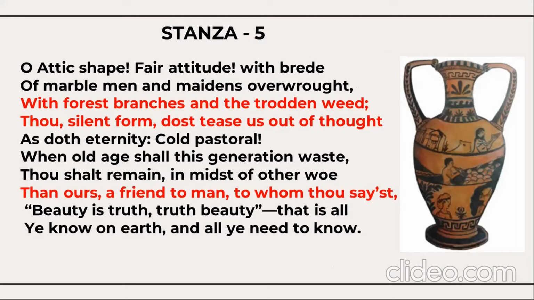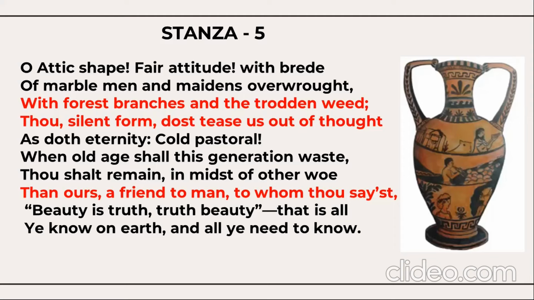Stanza 5. O Attic shape, fair attitude with breed of marble, men and maidens overwrought. So here, the poet says that Attic means from Athens, the capital of Greece. Breed is an interwoven pattern like a braid, and here it refers to the marble. So this urn belongs to Greece, and it's an example of eternal art. It is made of marble, and the pictures of men and women can be seen. So the urn is decorated with marble men and women.